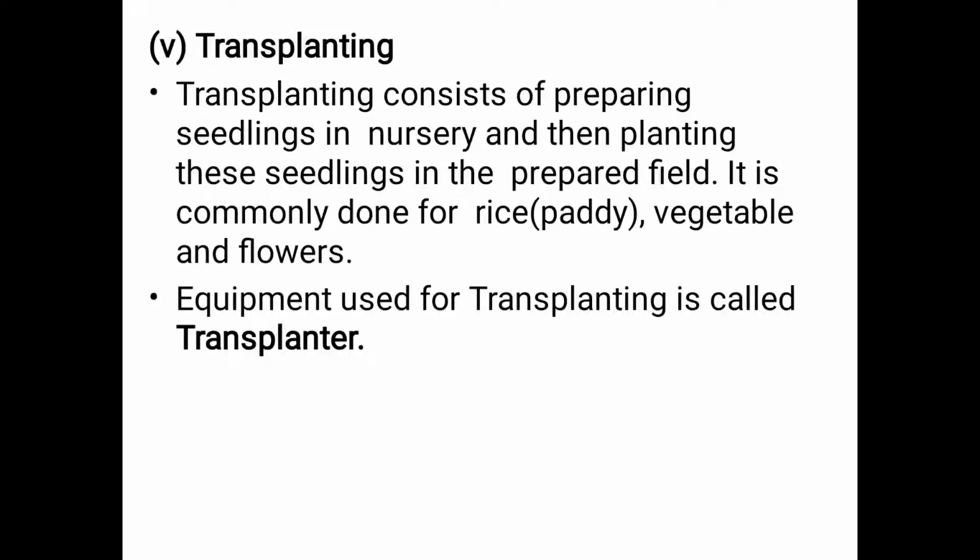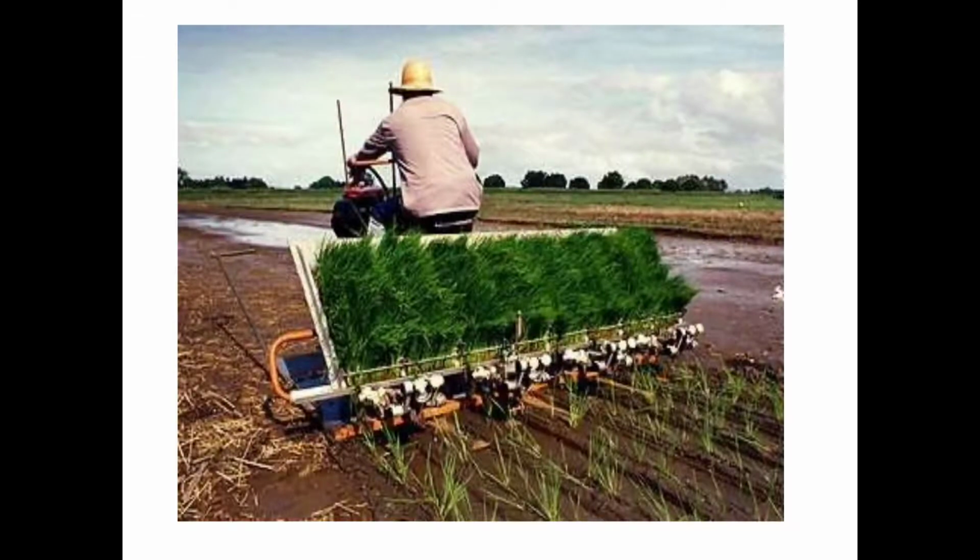Transplanting. Transplanting consists of preparing seedlings in a nursery and then planting those seedlings in a prepared field. It is commonly done for rice, that is called paddy, vegetables and flowers. Equipment used for transplanting is called a transplanter. See here, this is a transplanter which is used to cultivate paddy in the rice field.